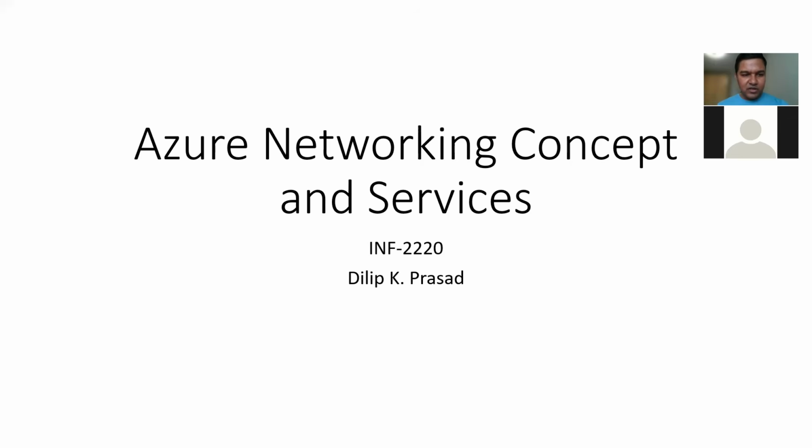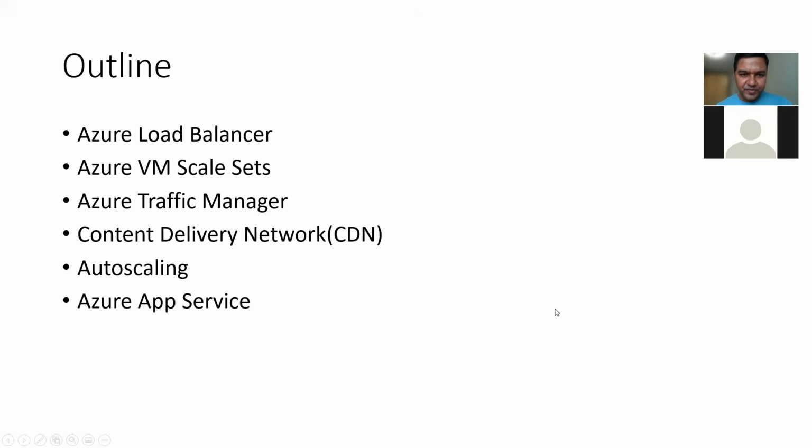Cover everything, but we will try to see the important concepts. So today's outline which we are thinking to cover is Azure Load Balancer, Azure Virtual Machine Scale Set, which is also related to the load balancer, and then Azure Traffic Manager, which is also kind of related to the Azure Load Balancer, and then Content Delivery Network, Autoscaling, which is also a part of Azure Load Balancer, or it can work independently, and Azure App Service.